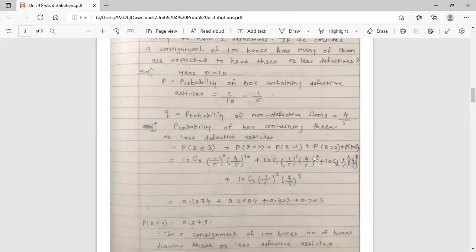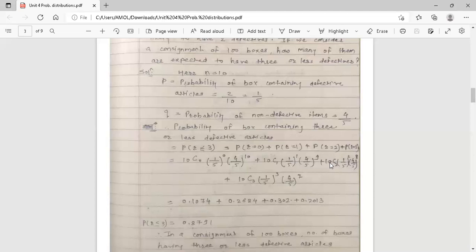N is here 10 and R is 1. So 10 minus 1 is 9. So it is 10 C1 into (1/5) raised to 1 into (4/5) raised to 9, plus probability of R is equal to 2. P of R is equal to 2. This is NCR, N is 10, so 10 C2 into P raised to 2 into Q raised to 8, because the value of R is 2.